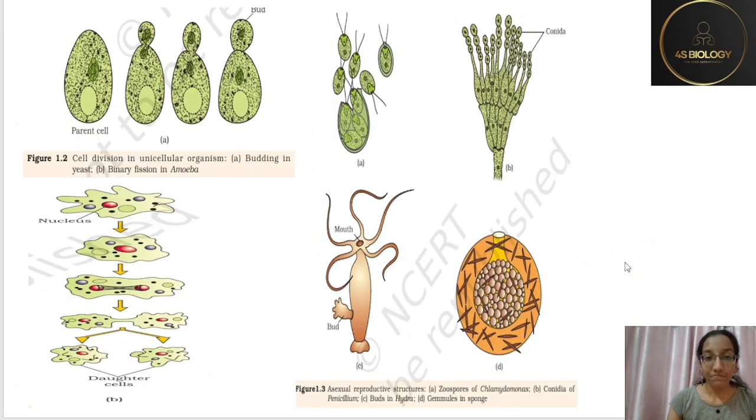Okay, now moving on. Next, these diagrams are important. See, first one, cell division by budding in yeast. As I already showed you, this is a parent cell. The bud keeps growing, and then it will get detached here, and this will form a new individual. Next, binary fission in amoeba. Here, binary fission means a single parent. This is the parent. This is one nucleus. The single parent divides into two equal halves. Now the parent is divided, the nucleus gets separated and divides into two equal halves, forming daughter cells.